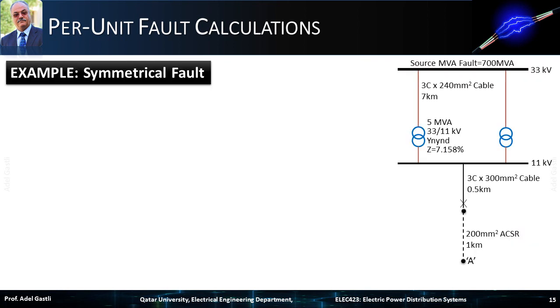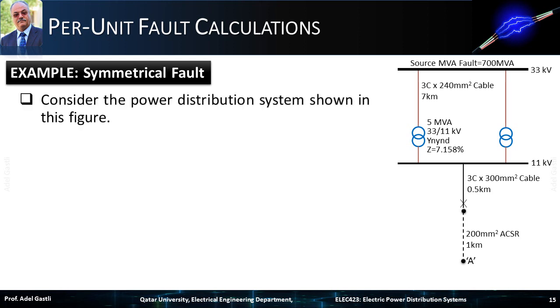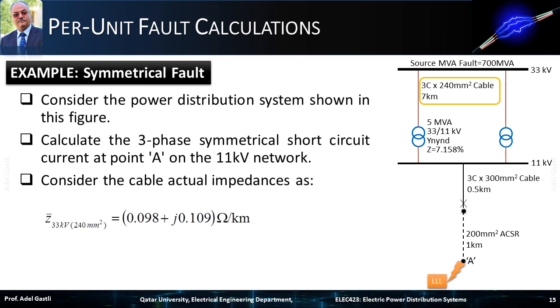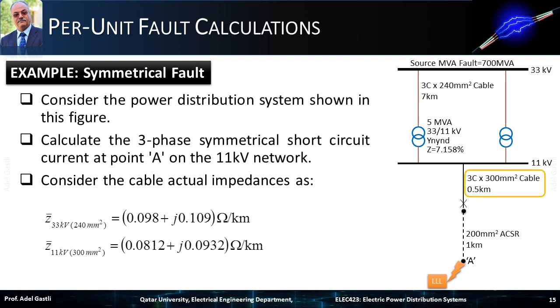Let's apply this general example approach to a practical one. We consider the power distribution system shown in this figure. We want to calculate the three-phase symmetrical short circuit current at point A on the 11 kV network. We shall consider the following cable actual impedances. This is the linear impedance of the 33 kV cable with 240 mm² cross-section area. And this is the linear impedance of the 11 kV cable with 300 mm² cross-section area.